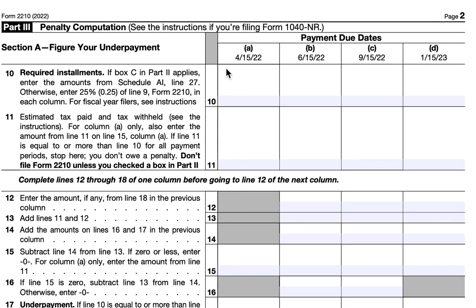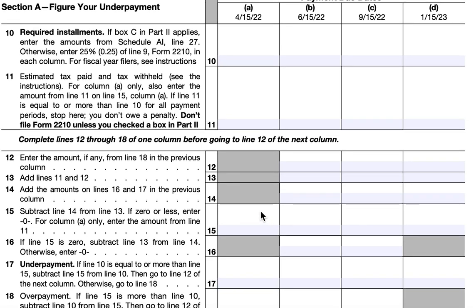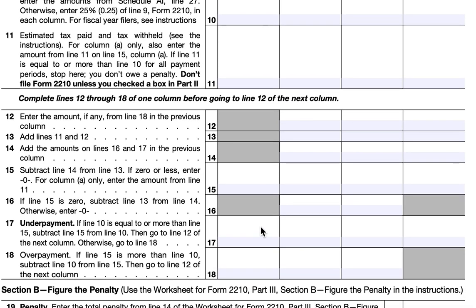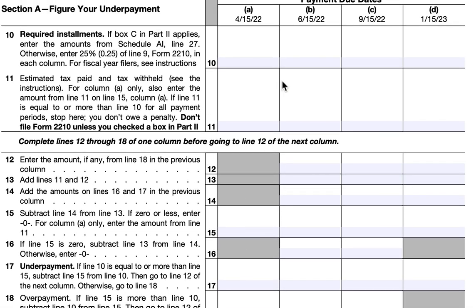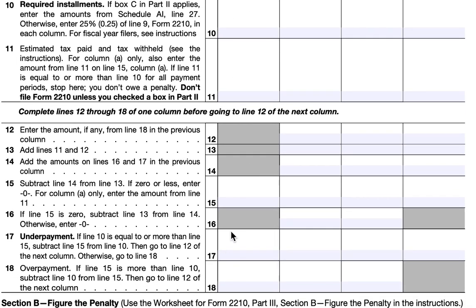So let's imagine that you were supposed to make a $5,000 payment on April 15th of 2022 and you only paid $4,000. Then you would carry the $4,000 figure down here, and then you would calculate that you had an underpayment of $1,000. And if this was an overpayment, then you would put the overpayment in line 18. So if you were supposed to pay $4,000 but you paid $5,000, then instead of putting $1,000 in line 17, you would put that in line 18.